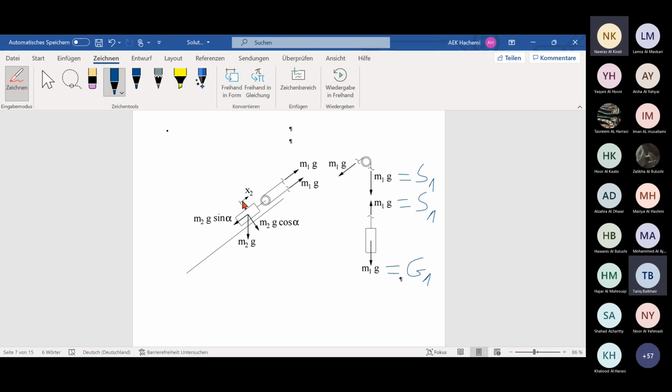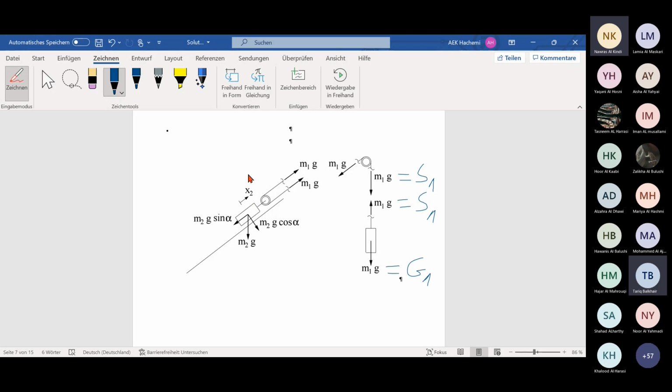Then it means we have here for the mass 2, we take the direction x2, as there is only motion in this direction here. And here we can take also x1. Then it means we will have here x2, the position x2, velocity x dot 2, and the acceleration x double dot 2, which we are looking for.